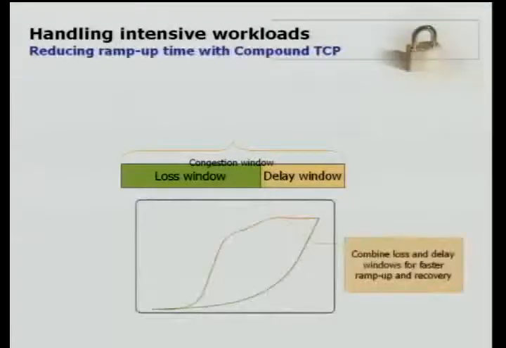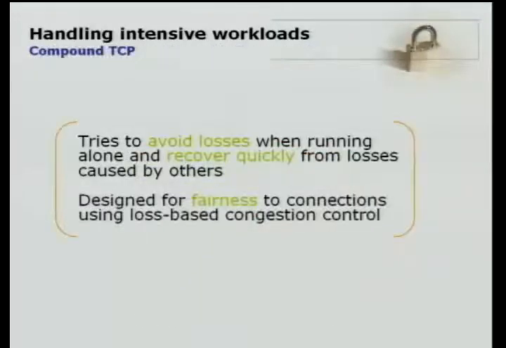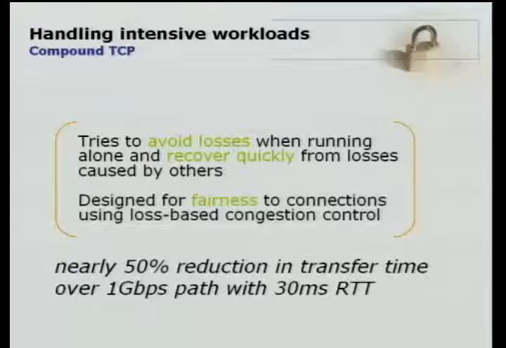What that allows you to do is take the ramp up that you would have with a loss-based scheme and augment that with the ramp up that you would have with a delay-based scheme without penalizing any classic TCP flows that are sharing the network path with you. So the basic idea again is you want to avoid losses and recover quickly when someone else causes a loss, but you also want to be fair to connections using loss-based congestion control. And again, that's something that actually pays off way more than you'd have any right to expect.